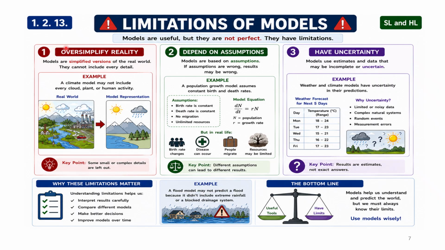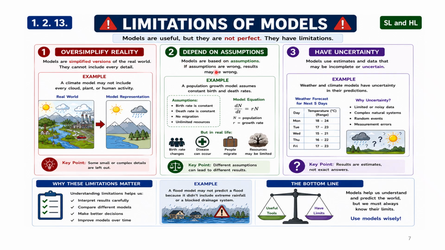First, models oversimplify reality. Real-world systems contain countless interactions, but a model includes only the most important components. For example, a climate model cannot represent every cloud, plant, river, or human activity on Earth, so some details are inevitably excluded.